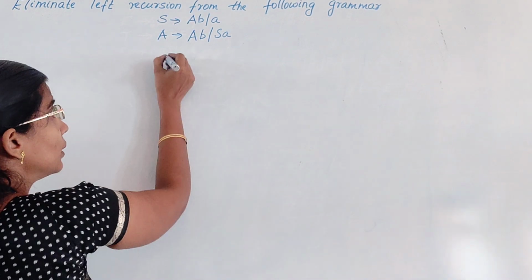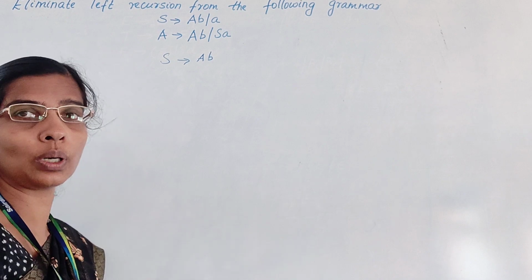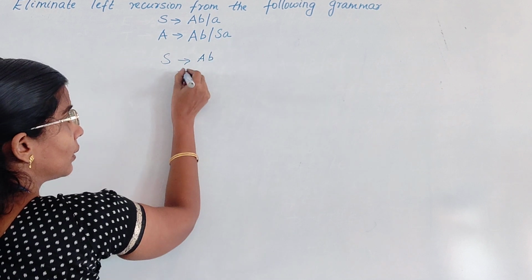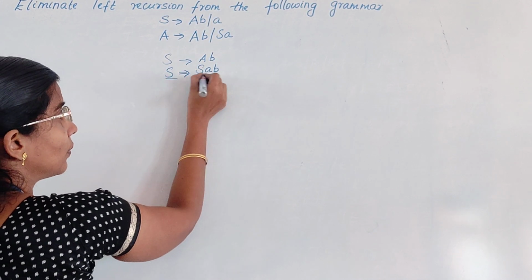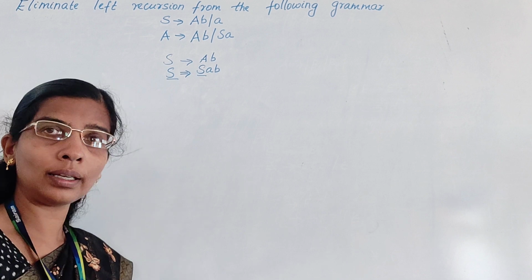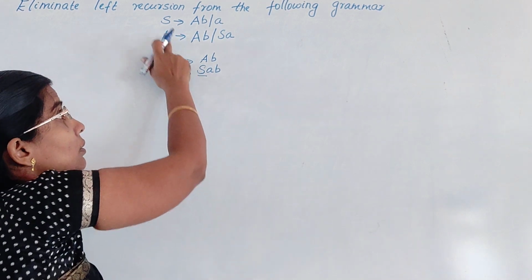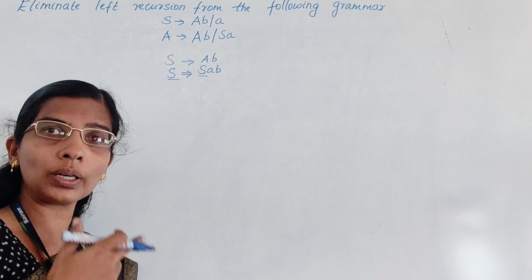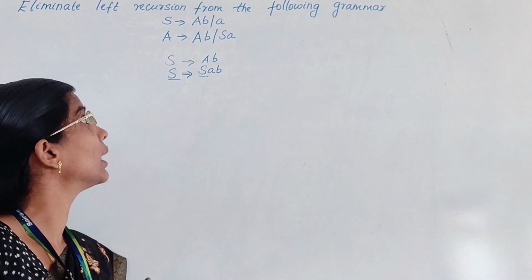But take the first grammar, S tends to A B. It has two rules. So I take this rule alone and substitute for this A. When you substitute this production, what you get is A B. Now check whether it has left recursion. It has left recursion. The second production, directly by seeing, I can see it is a left recursive grammar. But the S production, the first production, is an indirect left recursive grammar. When you do the substitution, you can find it has left recursion. It is an indirect left recursive grammar.